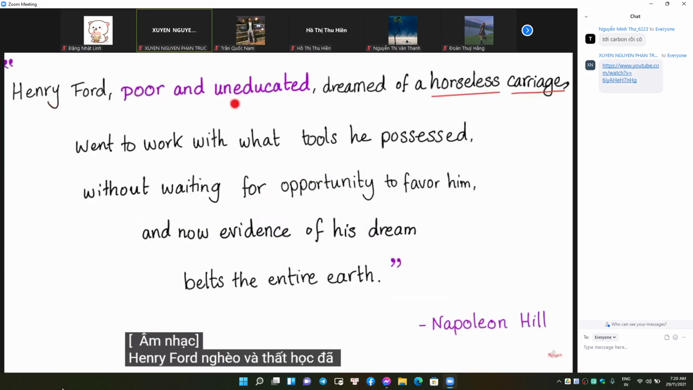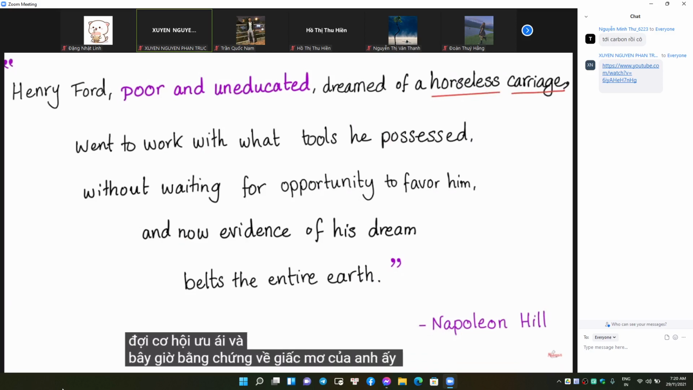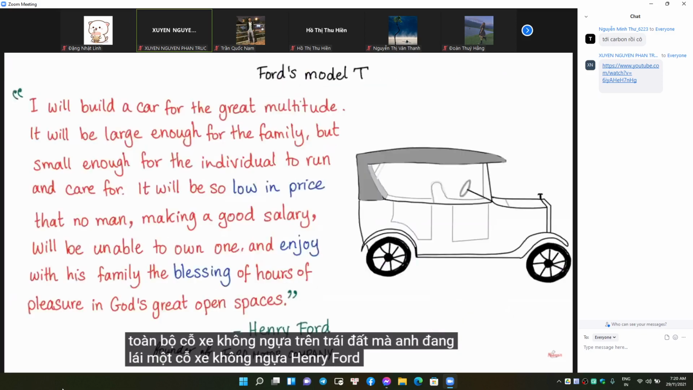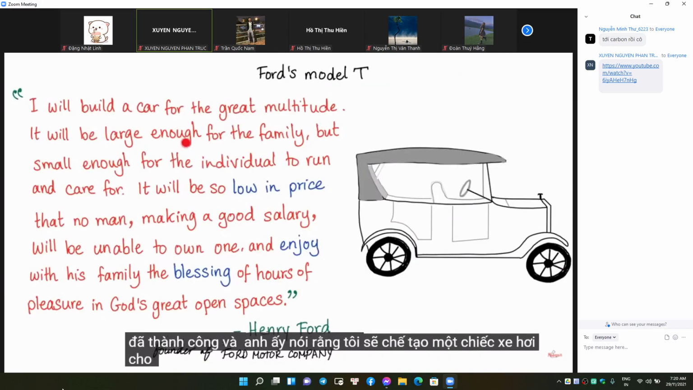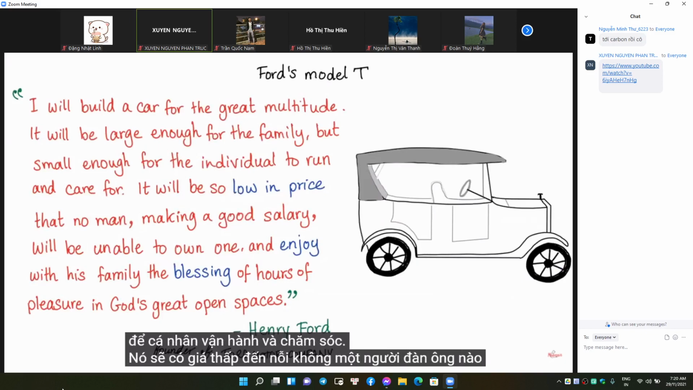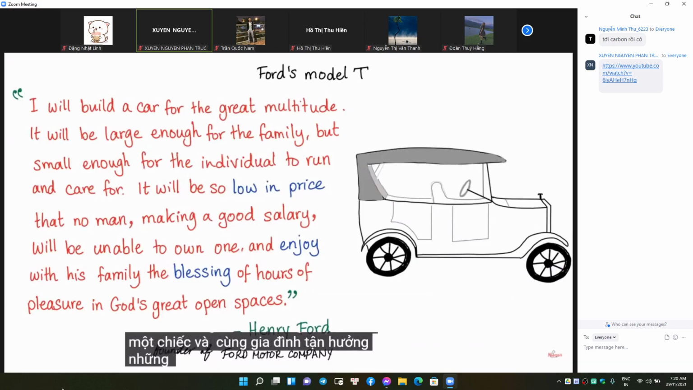Henry Ford, poor and uneducated, dreamed of a horseless carriage, went to work with what tools he possessed, without waiting for opportunity to favor him, and now evidence of his dream belts the entire earth. Horseless carriage. You're driving a horseless carriage. Henry Ford succeeded, and he said, "I'll build a car for the great multitude. It will be large enough for the family, but small enough for the individual to run and care for. It will be low in price, that no man making a good salary will be unable to own one, and enjoy with his family the blessing of hours of pleasure in God's great open spaces."